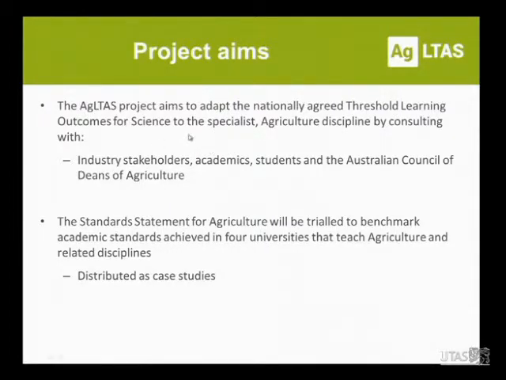As you can see here, what we're aiming to do is develop nationally agreed threshold learning outcomes, so this is very much a national project, and take them from science and adapt them into our own discipline of agriculture. To do this, we've needed to go out and talk with a whole range of people to get their input.